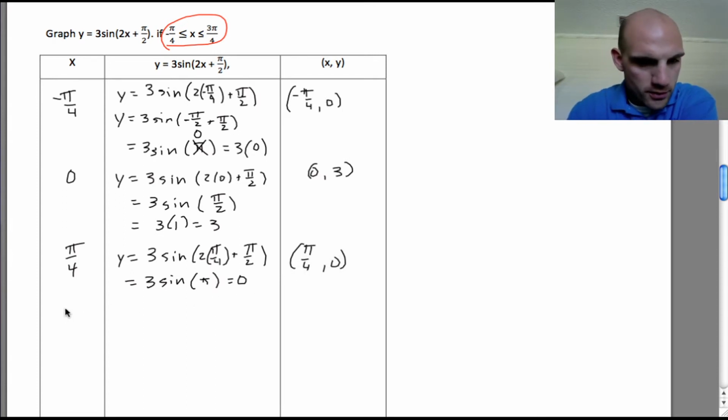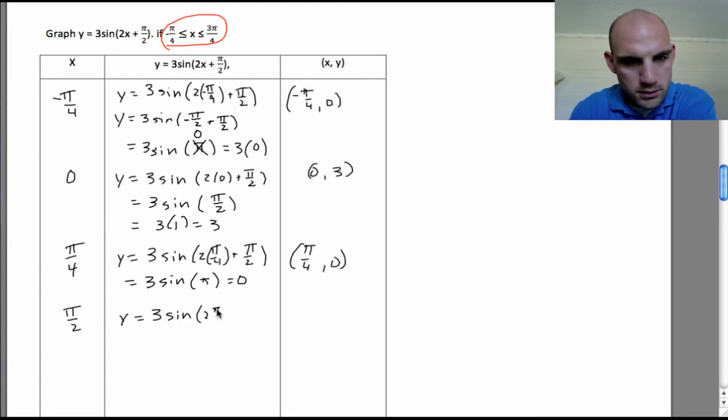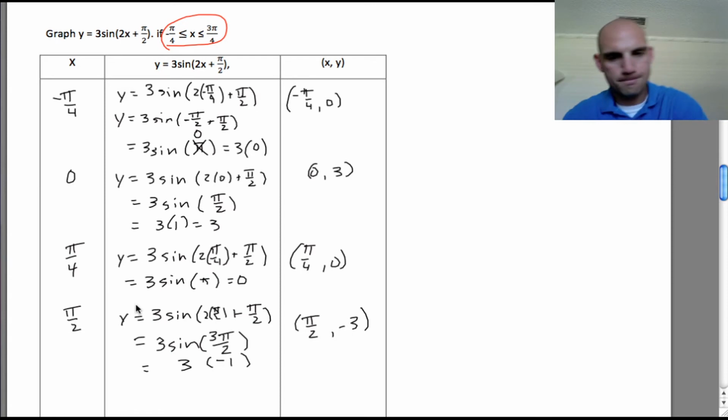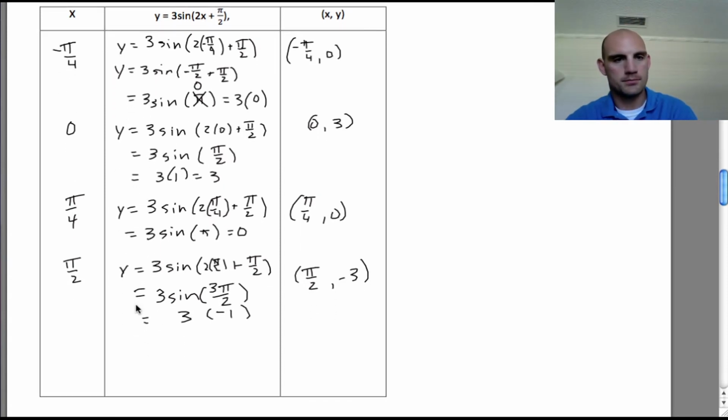Okay? Moving right along. We're going up another pi over 4, so we'll do pi over 2. Y equals 3 sine of pi over 2 times 2 plus pi over 2, which is going to give us 2 pi's over 2 plus another one is 3 pi's over 2. So we're going to be at pi over 2, negative 3 because this is negative 1. So 3 times negative 1. I got to scroll down. I'm out of room.